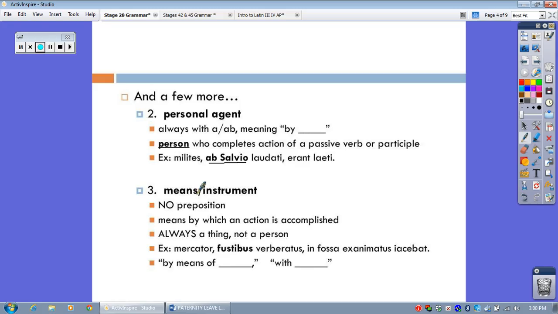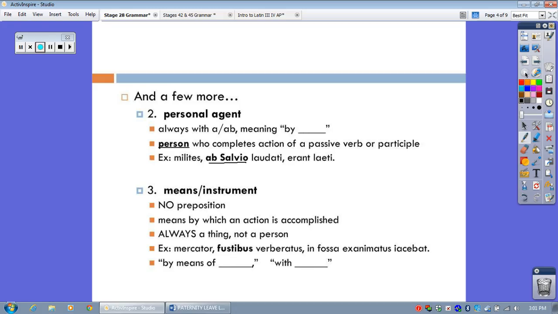This is versus an ablative of means, which essentially does the same thing, except there's no preposition, and it's always a thing, an instrument, in other words, and not a person, as in mercator fustibus verberatus in fossa exanimatus iacebat. So the merchant, having been struck or having been beaten by clubs or with clubs, was lying unconscious in the ditch.